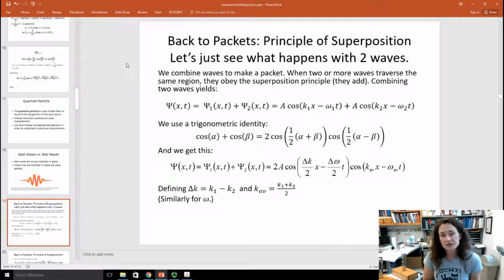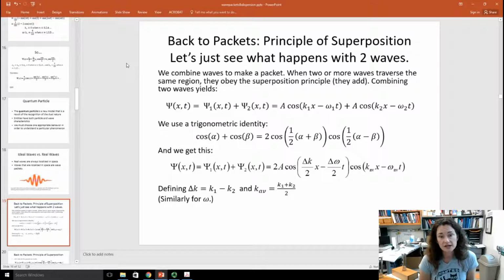Now if I want to do this, it helps to use the trigonometric identity. Okay? And I show the identity here. Cosine alpha plus cosine beta is equal to 2 cosine of 1/2 (alpha plus beta) times cosine of 1/2 (alpha minus beta). So if I use that identity and apply it to my problem above, then I end up with psi is equal to psi1 plus psi2, which is equal to 2a cosine(delta k x over 2 minus delta omega t over 2) times cosine(k average x minus omega average t).